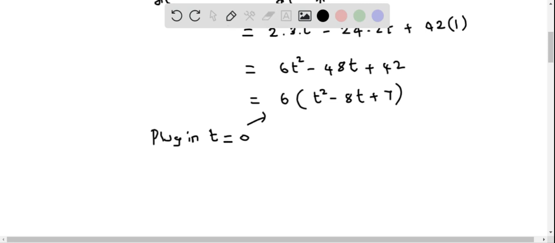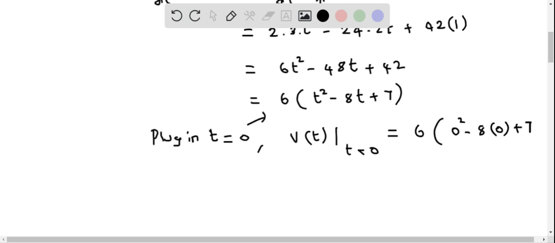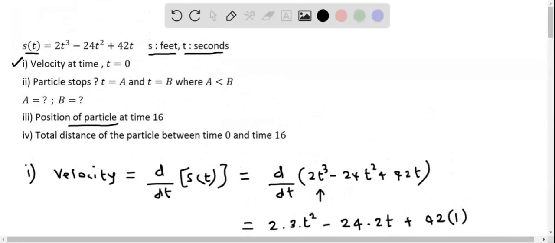When we do that, we get the velocity when t equals 0. Just plug in t equal to 0, which means I have 6 in front. This will be 0 squared minus 8 times 0 plus 7. These two terms become 0. So it's basically 6 times 7 equal to 42. And this is measured in feet per second. So this is the velocity of the particle at time t equal to 0, which means we have answered the first part.